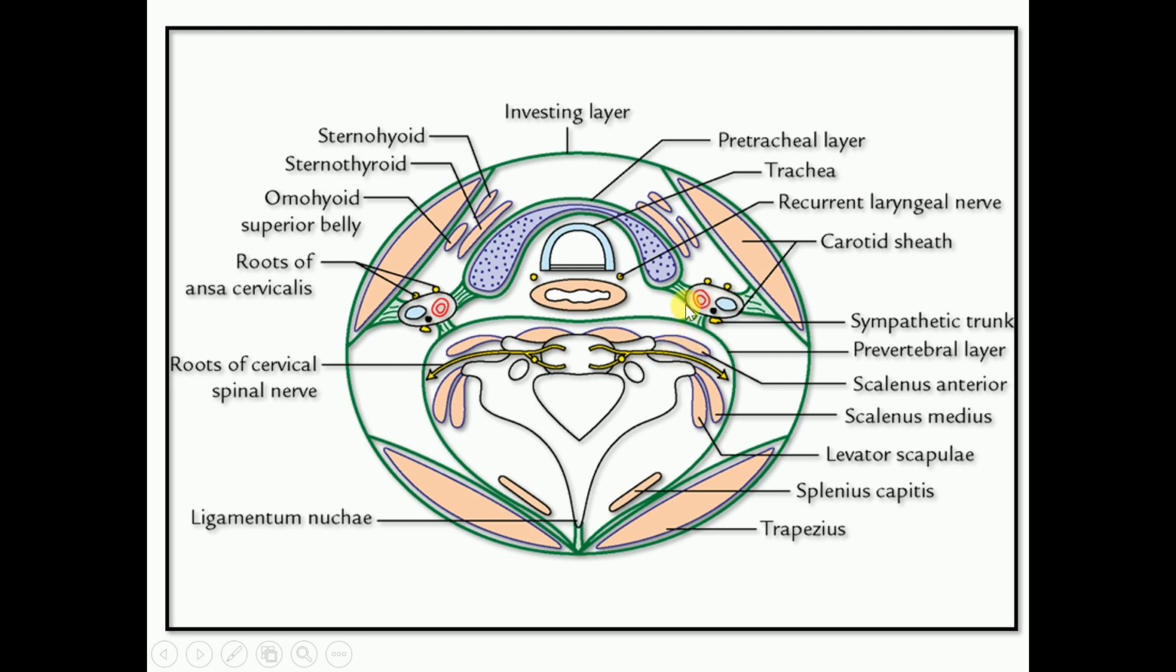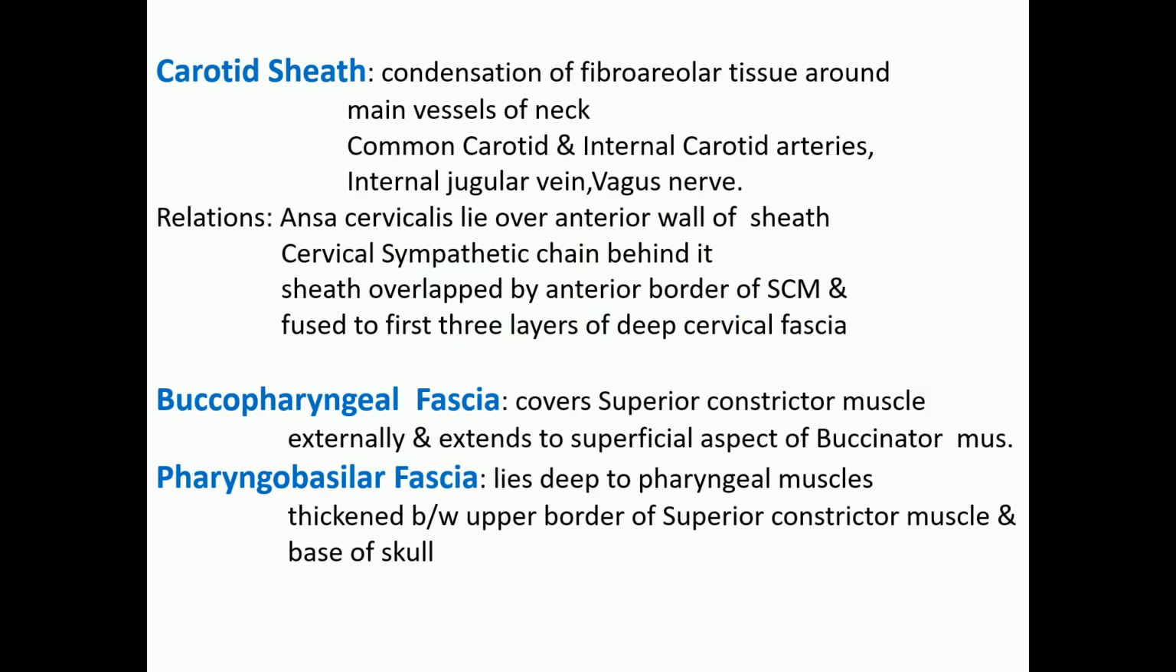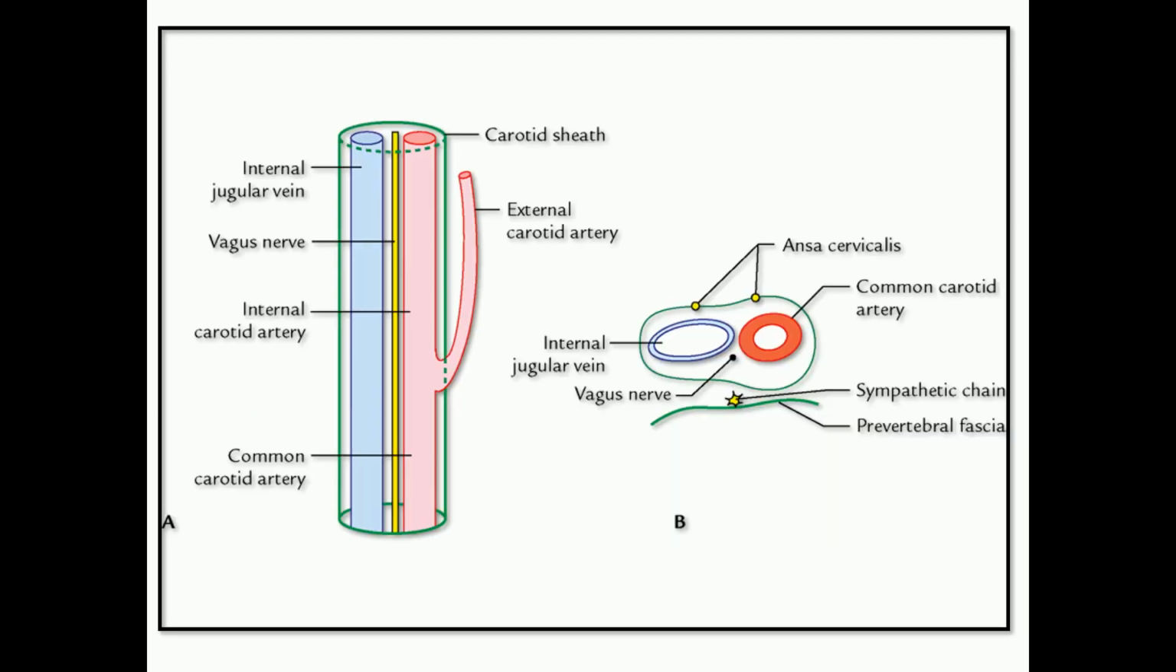Now the carotid sheath is thick around the common carotid artery and internal carotid artery, while it is thin over the vein in order to allow its expansion during increased venous return. The carotid sheath extends from the base of the skull above to the arch of aorta below.